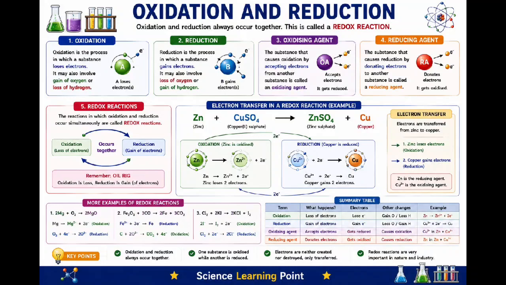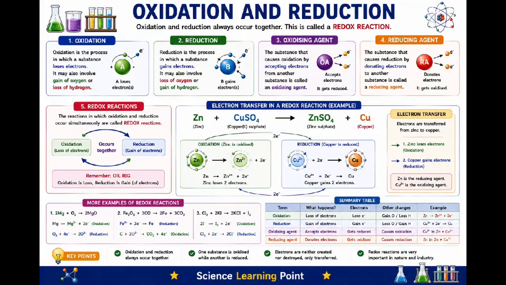Now here is the easiest trick to remember oxidation and reduction. What is the easiest trick? OIL RIG. OIL: oxidation is loss. RIG: reduction is gain. So OIL, oxidation means loss; RIG, reduction means gain.